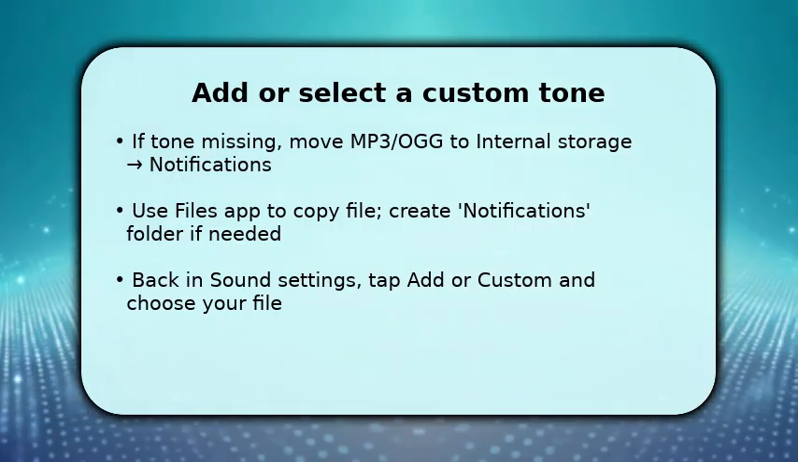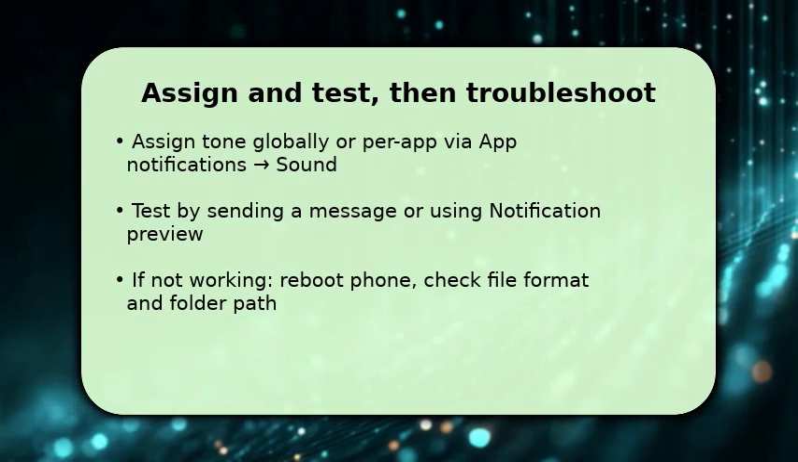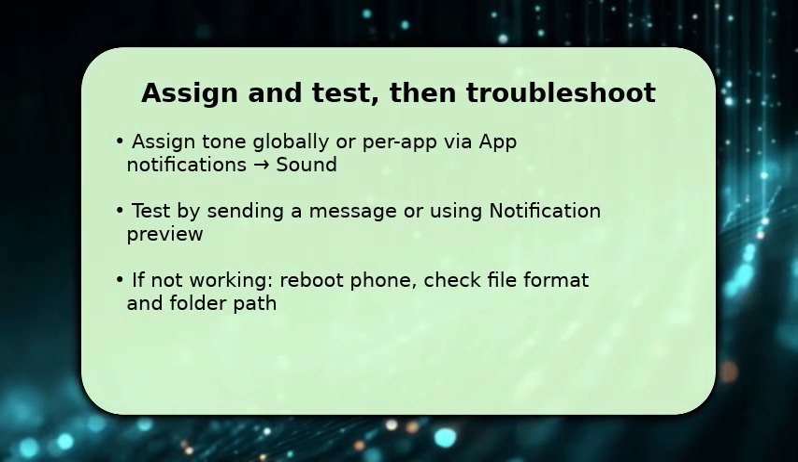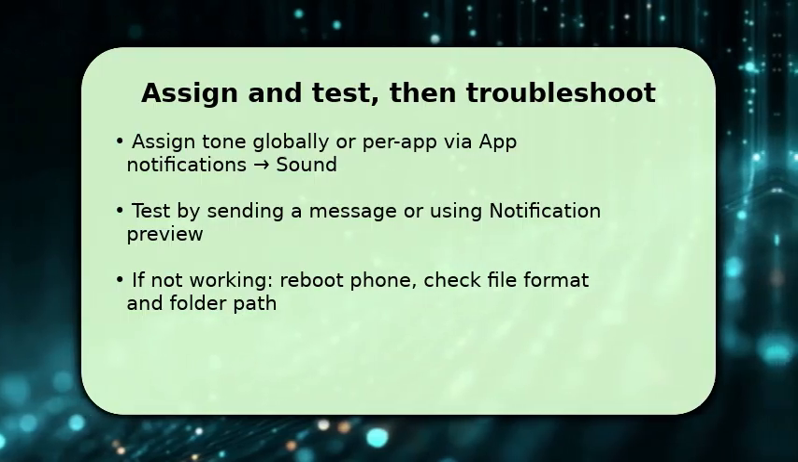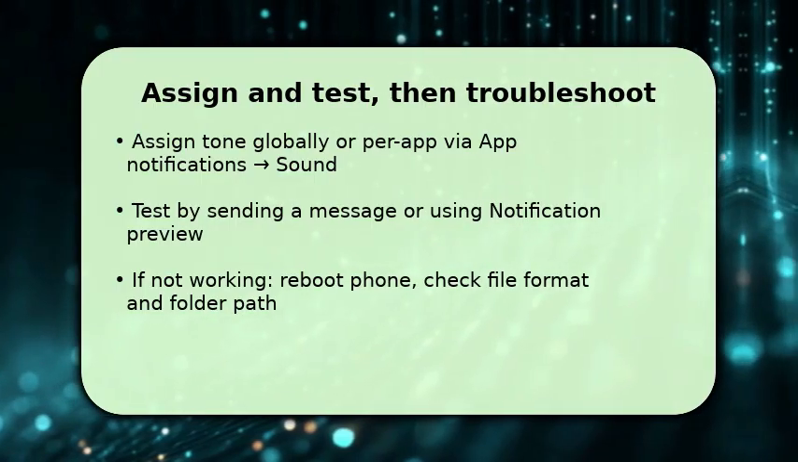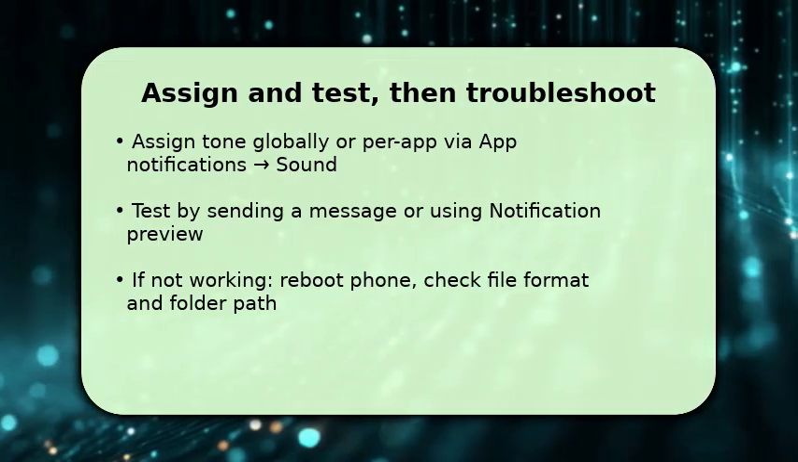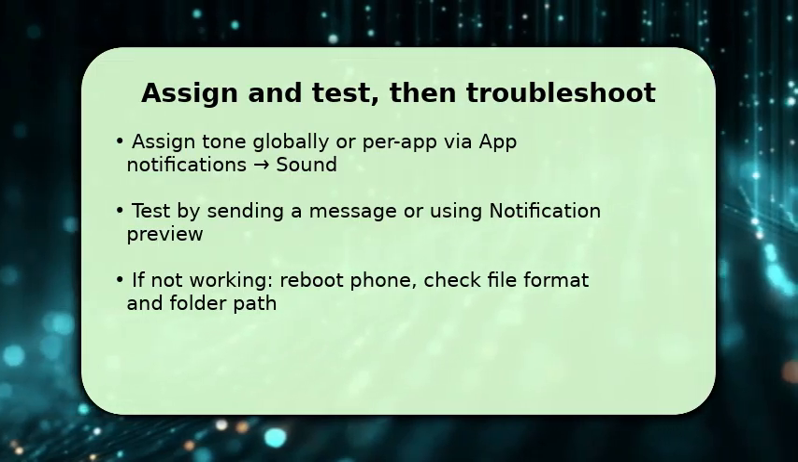Finish by assigning and testing the new sound. You can set it as the default notification tone or go into a specific app's notification settings and choose sound to assign it per app. After selection, send yourself a test message or use the preview button to verify audibility.